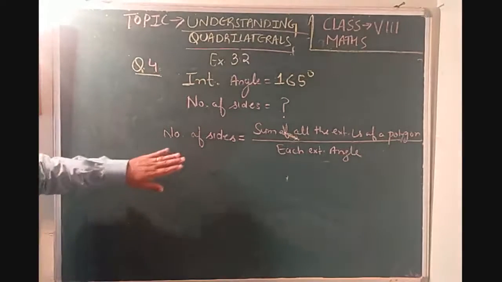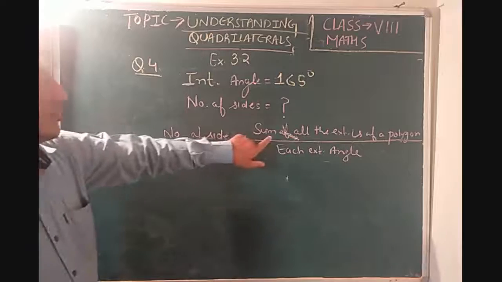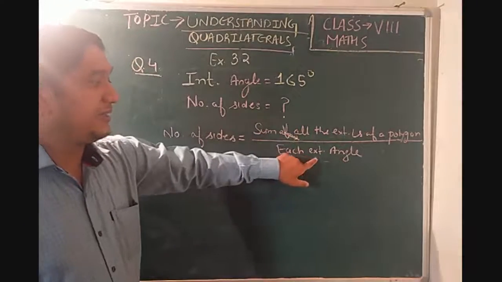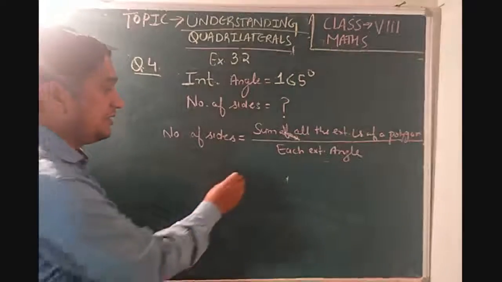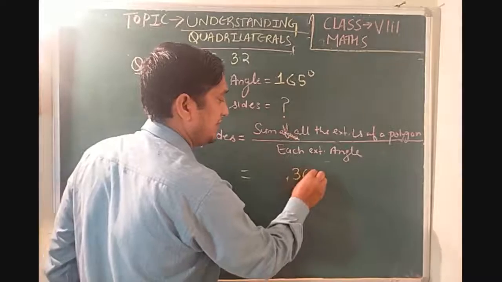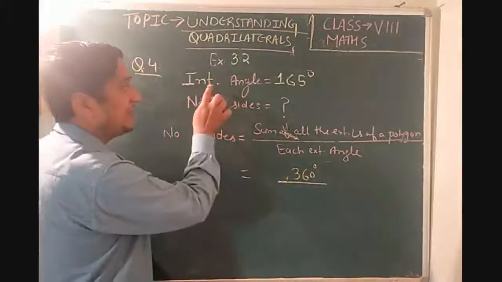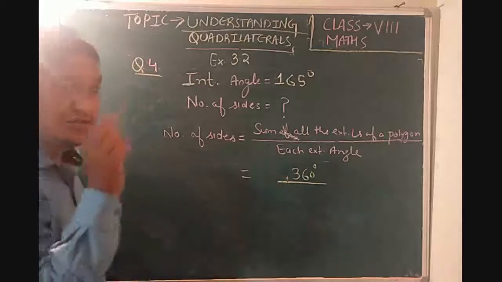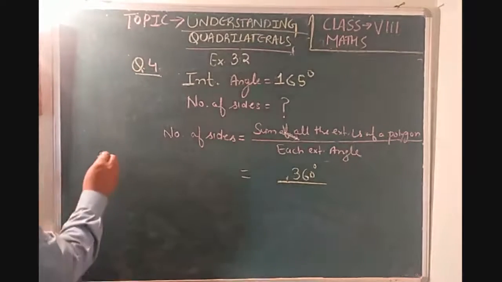Now children, we know that the formula is: number of sides is equal to the sum of all the exterior angles of a polygon divided by each exterior angle. We know that the sum of all the exterior angles is 360 degrees. But here we have the interior angle. We don't have the exterior angle. So children, remember always.